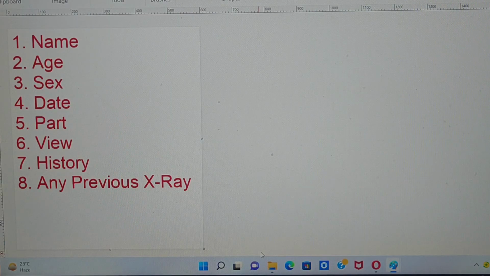How to read a normal chest X-ray. This is Dr. Tarun Kothari and I am making this video because a few of my students have asked me to make a video on how to read a normal chest X-ray.